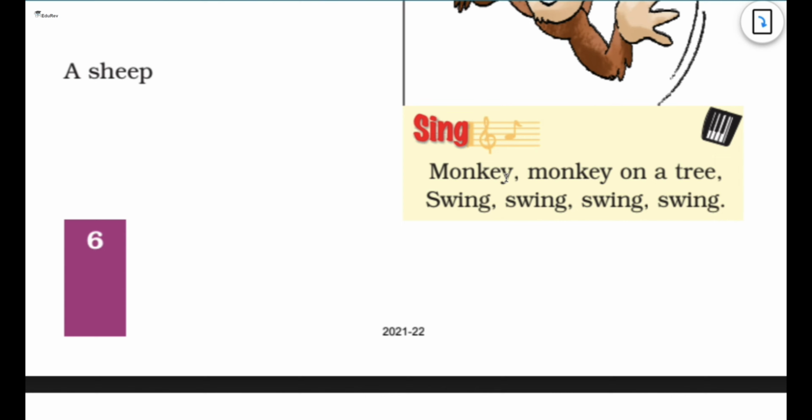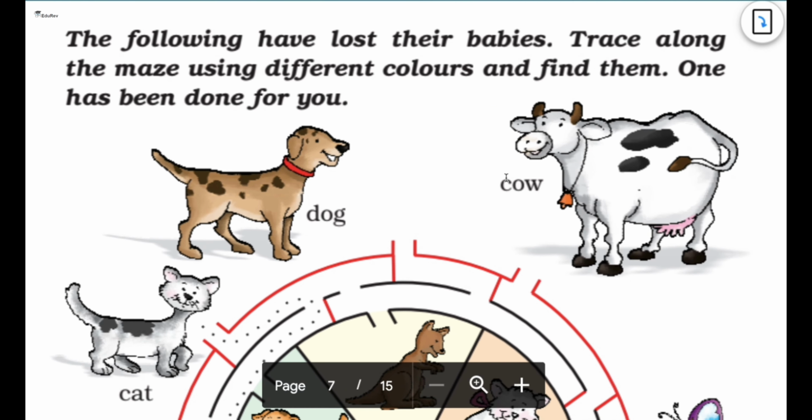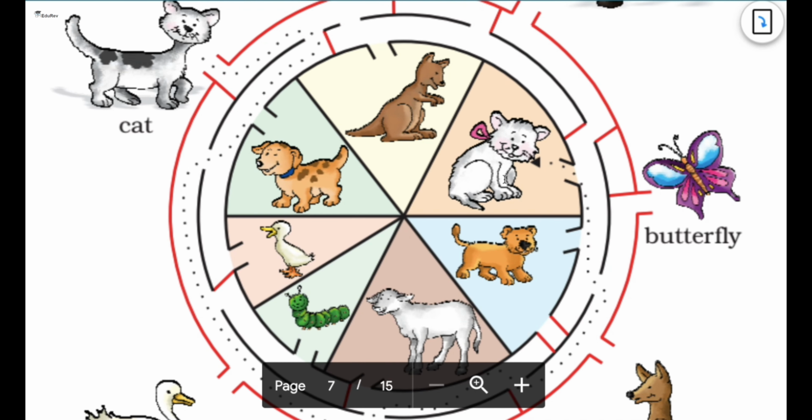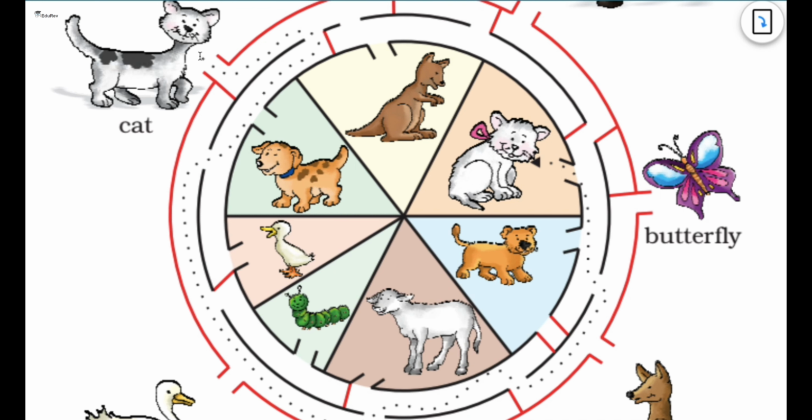It's actually fun. Next is the following have lost their babies. Trace along the maze using different colors and find them. One has been done for you. So here there are animals and we have babies of these animals and they have lost it. So what we need to do is we need to trace them.